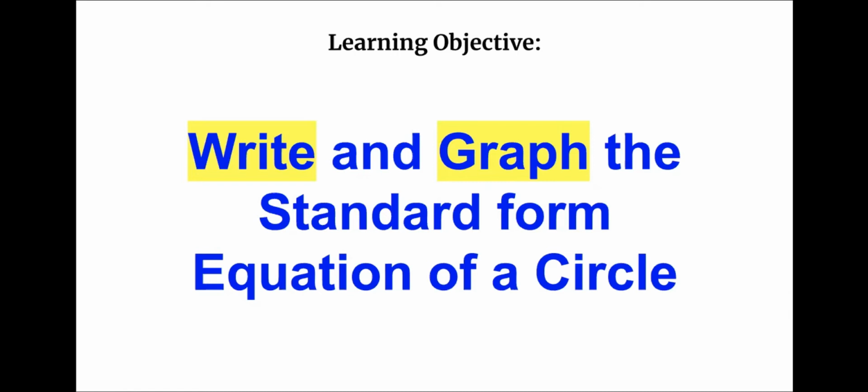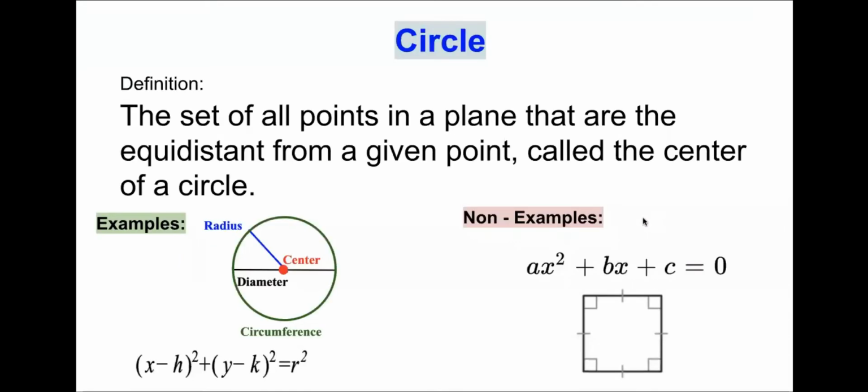Okay, so standard form. I'm going to review what that is so that you refresh your beautiful memories. A circle is a set of all points in a plane that are equidistant from a given point called the center of the circle. So here we have an example. Here's our center. The distance from the center to the circle is what we call the radius. If we go from the center to both extremities in a straight line, that's what we call the diameter, right? And circumference is everything on the circle.